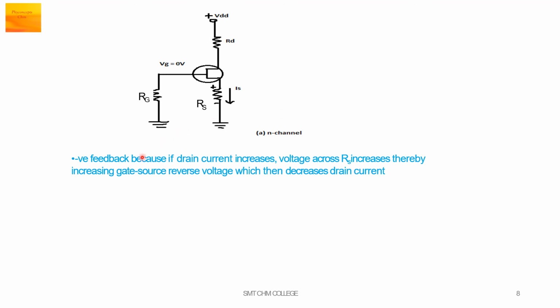We call it negative feedback because if the drain current increases, suppose, then the voltage across the source resistance will increase, and thereby it produces an increasing gate source reverse voltage, which then decreases the drain current, because the more negative the gate source voltage, the drain current which was increasing will be decreased later. Therefore, the negative feedback maintains the drain current almost constant.